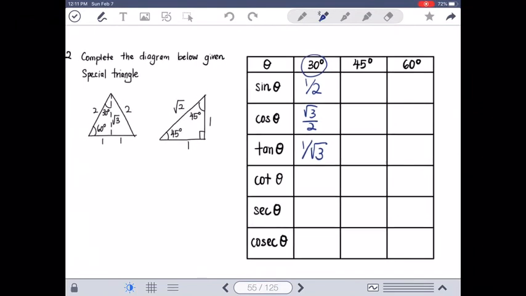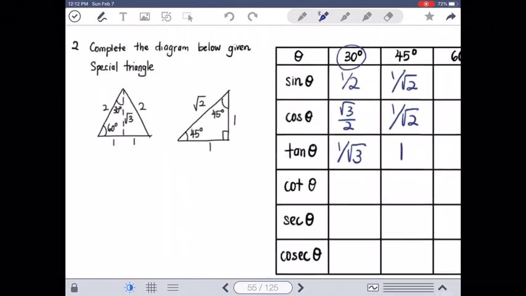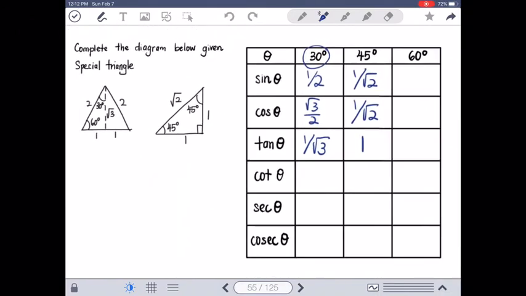For 45 degrees, sine 45 degrees, sine is opposite over hypotenuse. So 1 over the square root of 2. Cos 45 degrees is adjacent over hypotenuse, 1 over the square root of 2. Tan is opposite over adjacent. Tan 45 degrees is just opposite over adjacent. This is 1 over 1, which is just equal to 1. How about 60 degrees?